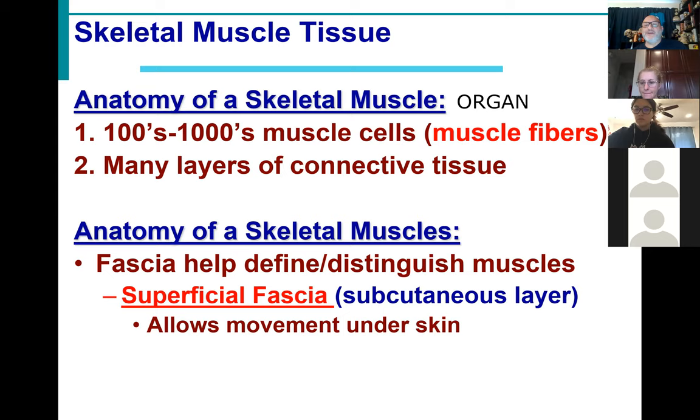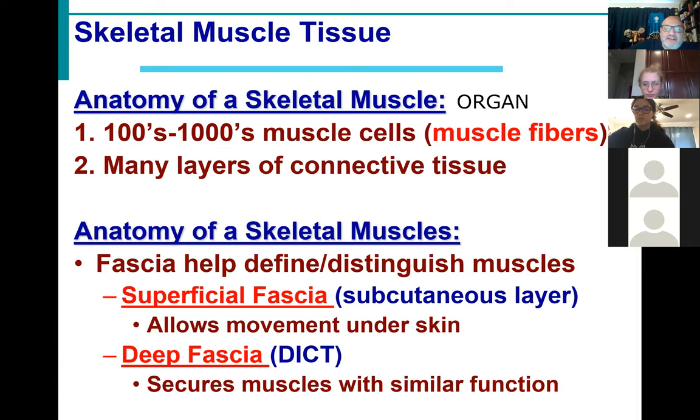But another type of fascia is what is known as a deep fascia. A deep fascia basically stabilizes muscles that have a similar function together. So for instance, all of the muscles that flex my elbow and all of the muscles that extend my elbow have their own fascias, their own connective tissues around them that support them and protect them and hold them together.